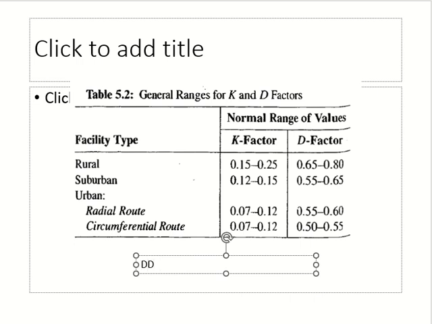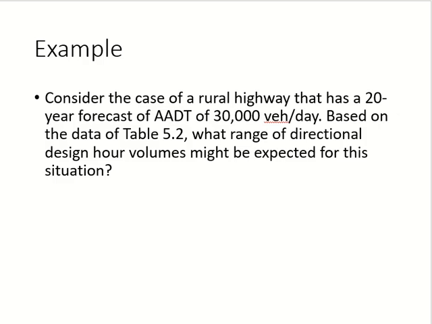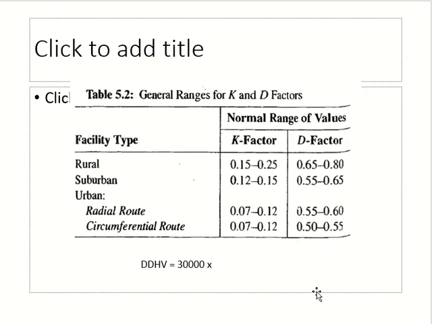Sorry, DDHV, directional design hourly volume. So we have the ADT, okay, and the road is for a rural area. Okay, so I will use the factors for the rural area. Now you can see the factors have a range, right? It's not a single value. So I will use both values here.